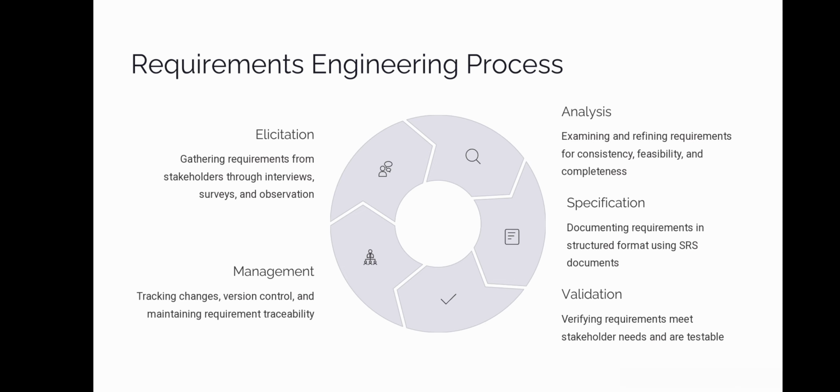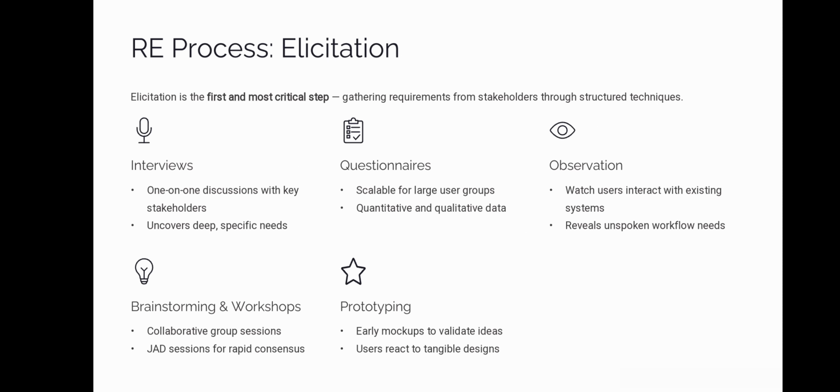The requirement engineering process is a cycle. It begins with elicitation, then analysis, then specification, then validation, and then management, requirement management. The elicitation, which is the discovery phase, here we use techniques like stakeholder interviews, surveys, brainstorming workshops, and even building early prototypes to uncover what the users truly need, even if they can't express it technically.